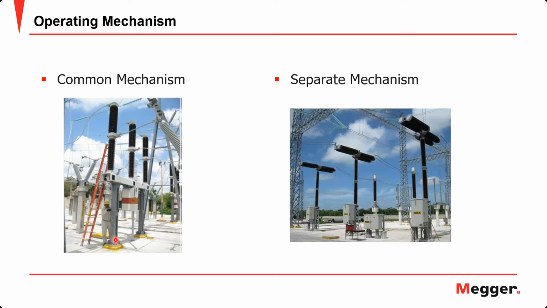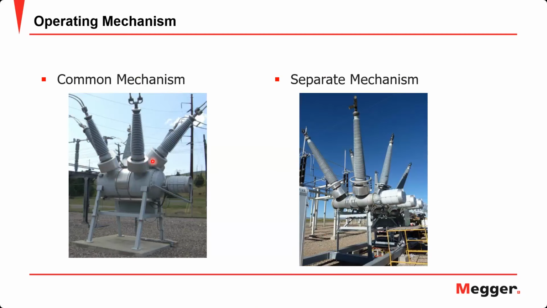So here are some examples. We have a common mechanism: one mechanism for controlling all three phases. And here we have a separate mechanism: one mechanism for each phase. And each mechanism will have its own control circuitry with its own tripping coils and closing coils. This is another example. We have one mechanism here for all three phases, and here we have one mechanism for each phase.